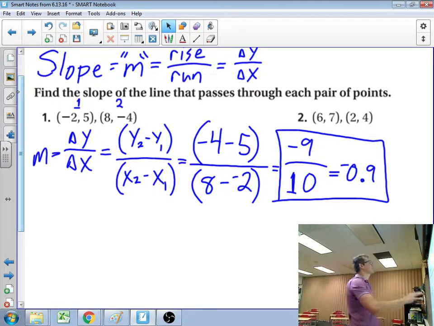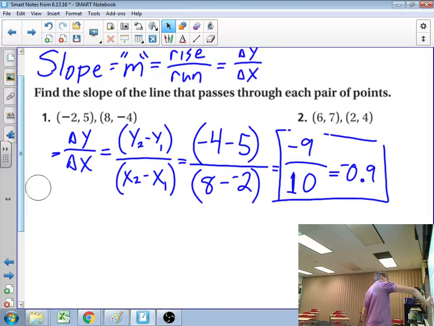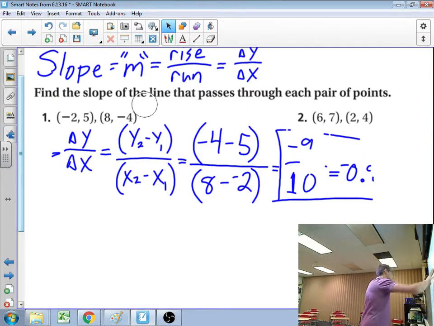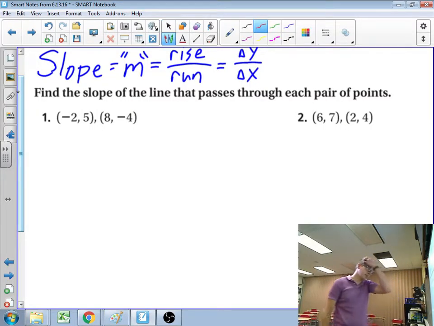So this process that I showed right here is the very formalized process that would always work, and especially with positive and negative values, it's nice to think through that formal process. But with number 2, I can do this a whole lot easier.